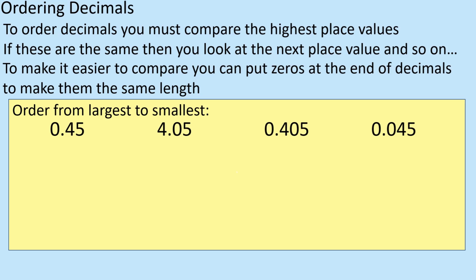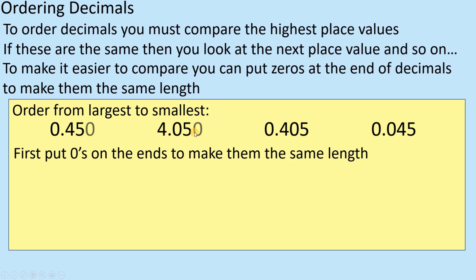I'm looking for the biggest first. 0.45, 4.05, 0.405 and 0.045. Right, so in terms of decimal places, this one has 2, that has 2, that has 3, that has 3. So let's make sure they're all the same. So let's put some zeros at the end. All right, so now I have 3 decimal places.